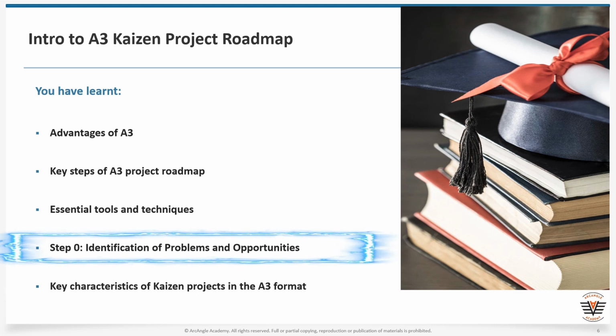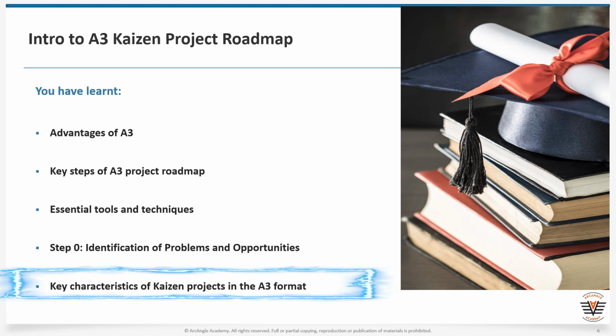Additionally, we have identified critical success factors for Step 0, which involves the identification of problems and opportunities. These factors ensure that we involve employees, leverage management observation, and consider alternative methods for problem identification. By implementing these factors, we can ensure a comprehensive range of topics for improvement and set the stage for successful Kaizen projects.